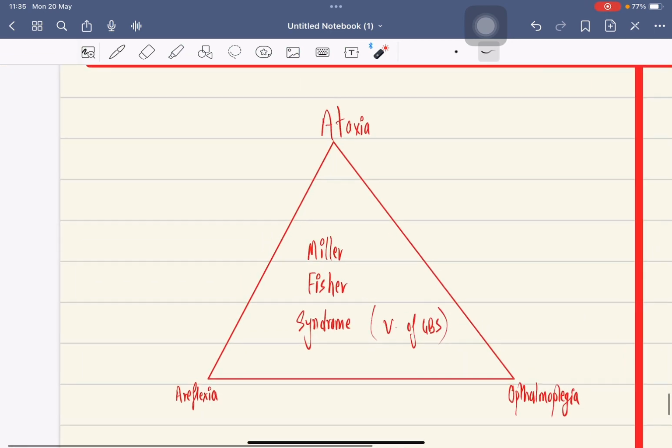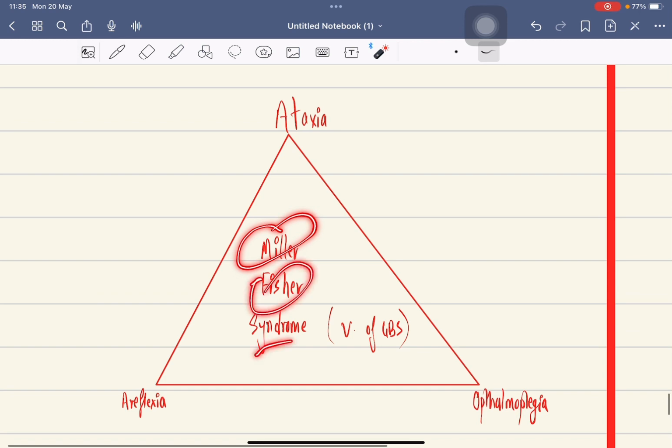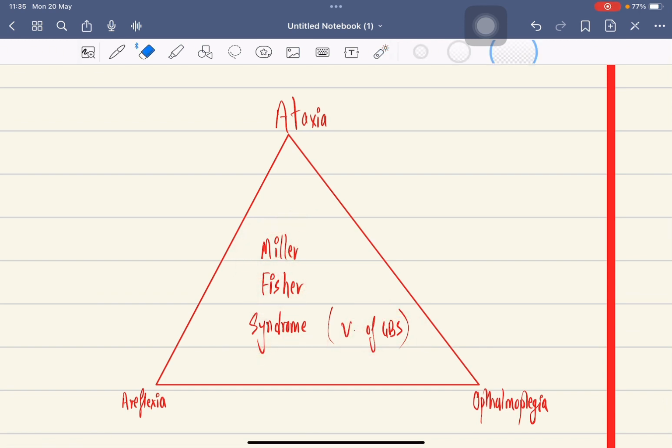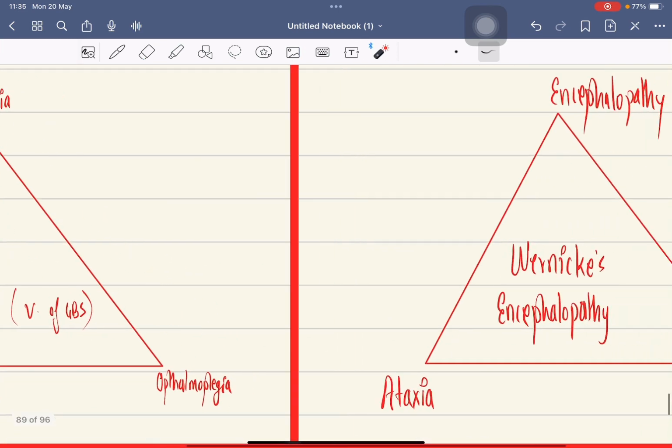Next, we have Miller-Fisher syndrome. It is one of the variants of GBS. The triad is ataxia, areflexia, and ophthalmoplegia.